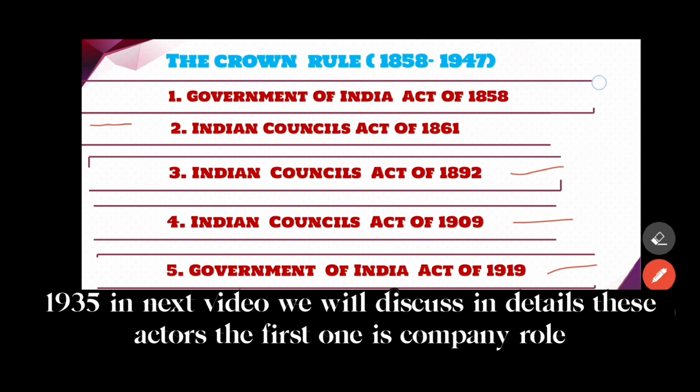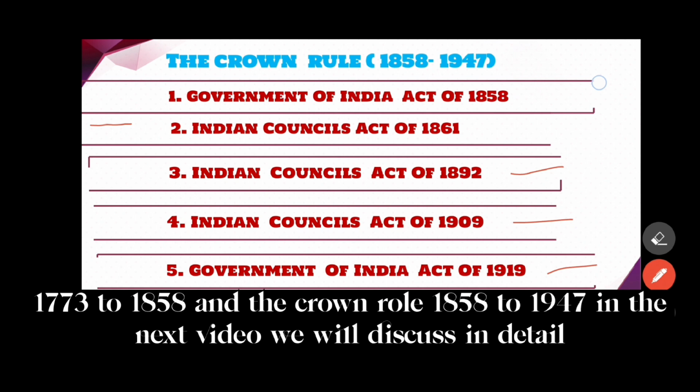The first one is the Company Rule, 1773 to 1858, and the Crown Rule, 1858 to 1947. In the next video we will discuss them in detail.